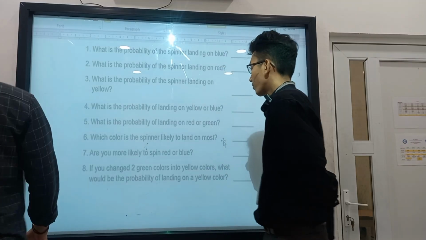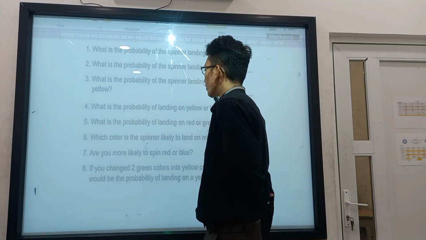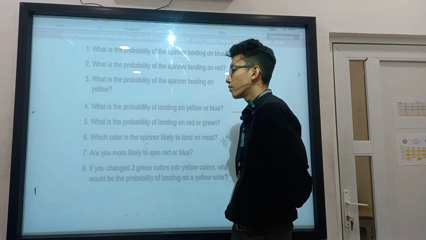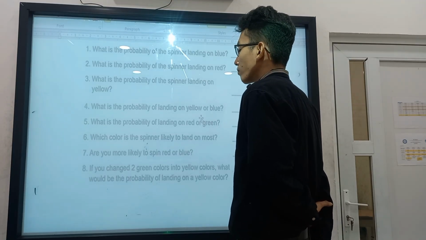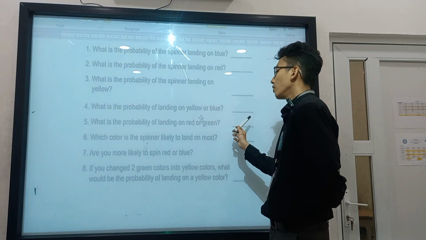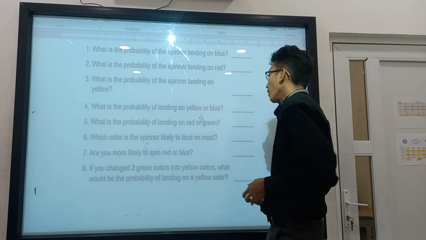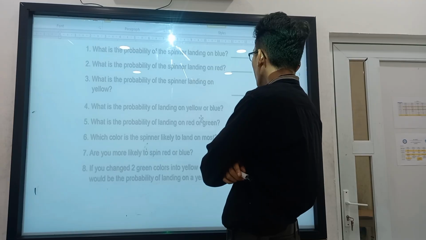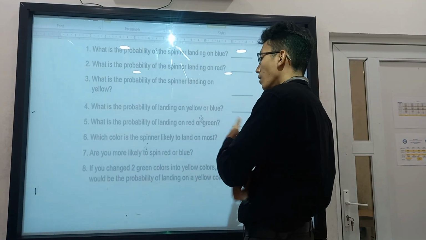Okay, sir. So according to your explanation before, the question number 4: what is the probability of landing on yellow or blue? So you need to add the probability of yellow and the probability of blue. It should be combined, because the option is between yellow or blue. If I remember correctly, the answer key that I made is also like that.